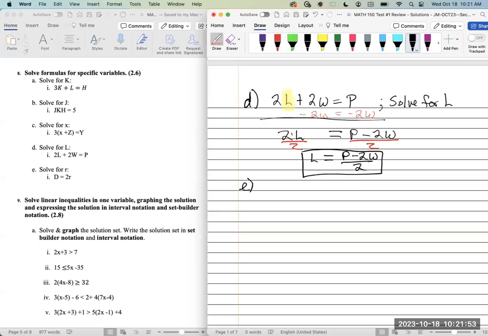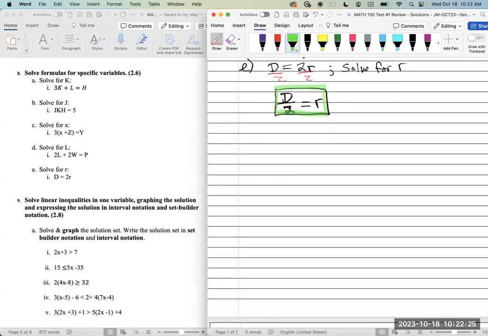Solve for R. Diameter is twice the radius. D equals 2R. Solve for R, or the radius. Do whatever you want to both sides. D divided by 2 is the same thing as the radius. Those are your final answers. And that's what Alex would be looking for.